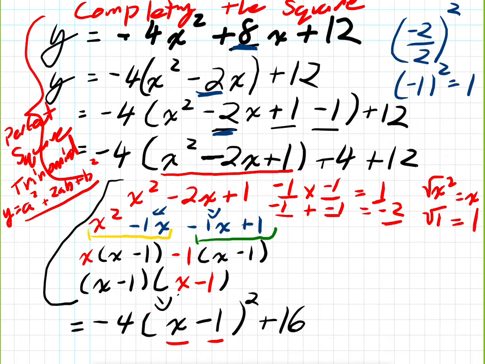And that's the reason we take those first couple steps, is to make this something that's easy to factor that ends up as two brackets that are the exact same.